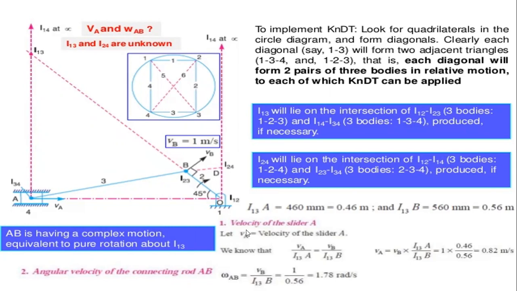So first of all, we are going to find the velocity of the slider A. Let velocity of A be equal to velocity of slider A. We know the formula as velocity of A by instantaneous center of I13 into A is equal to velocity of B by instantaneous center of I13 into B. So this is the formula.